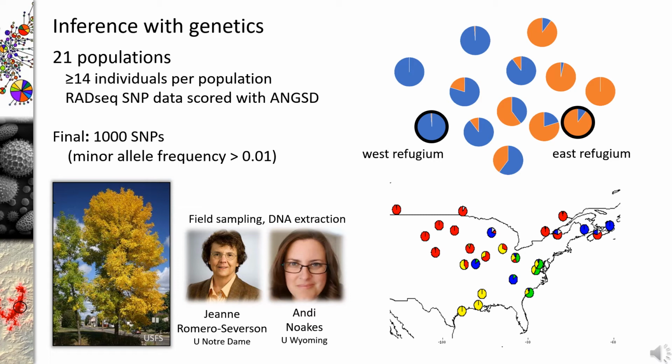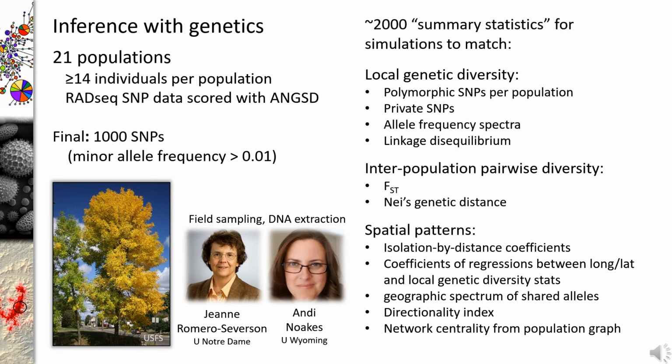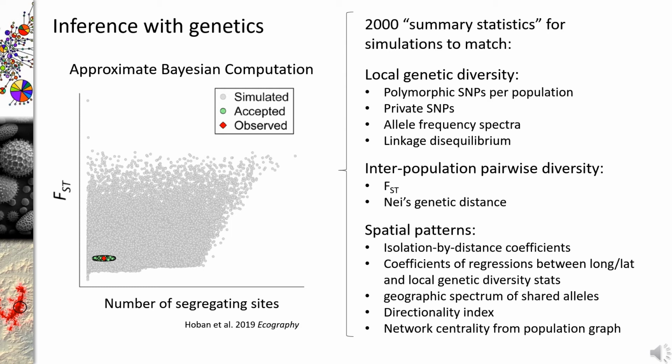So for green ash, we have 21 different populations, each scored for 1,000 SNPs. And I want to acknowledge the contribution of Jean Romero-Severson and Andy Noakes, who actually did the fieldwork in DNA extraction. So from the DNA data, we calculate about 2,000 summary statistics as targets for the simulations. These summary statistics relate to local genetic diversity, interpopulation genetic diversity, and spatial patterns of genetic diversity. We then take our tens of thousands of simulations and see which ones most closely replicate these summary statistics.